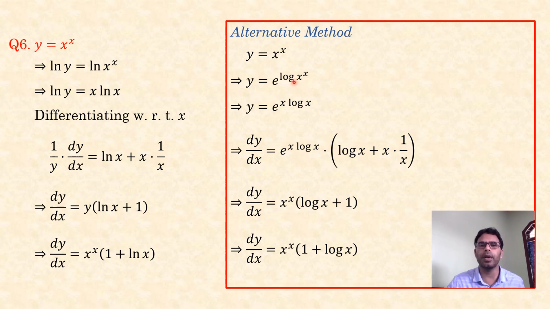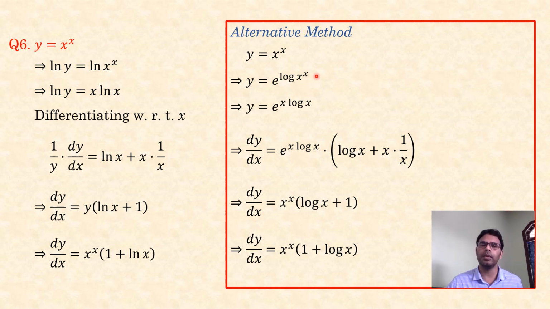So e to the power log, this is remaining the same. I am not writing the base of the logarithm here, so obviously the base is e. So it is of the format e to the power log of x to the power x, base e. That means the log base and exponent base are the same, so you can remove this one. It will be only x to the power x. So obviously x to the power x will be equal to e to the power log of x to the power x.